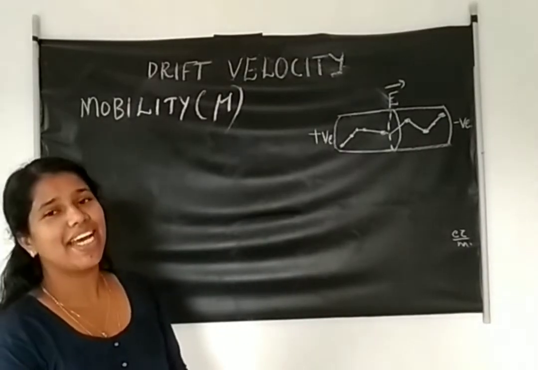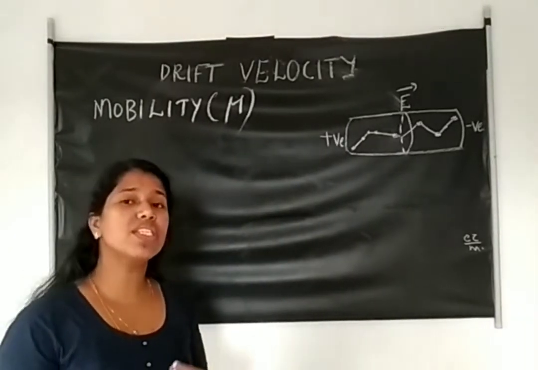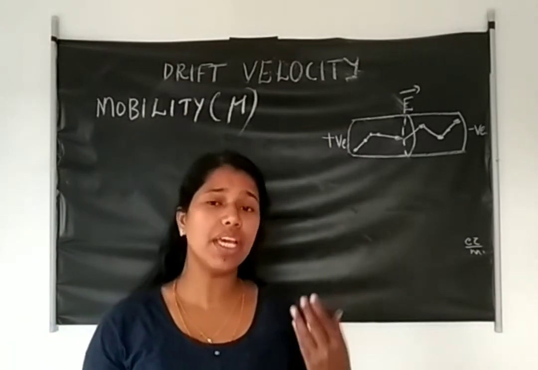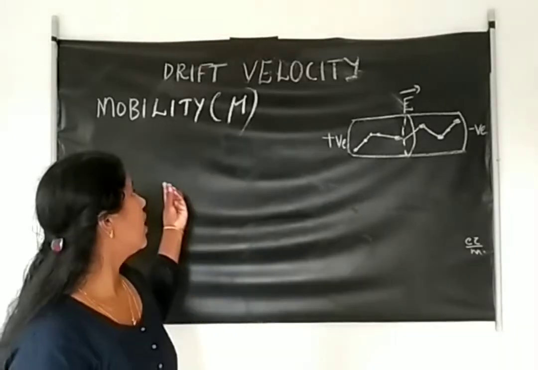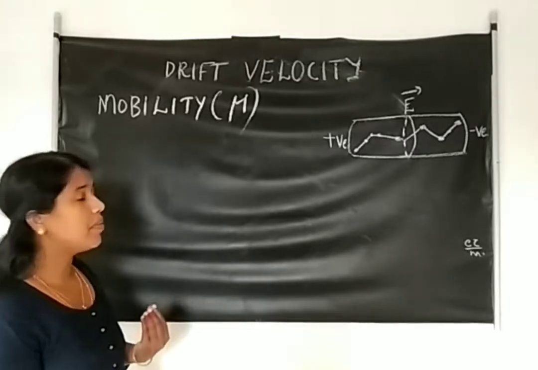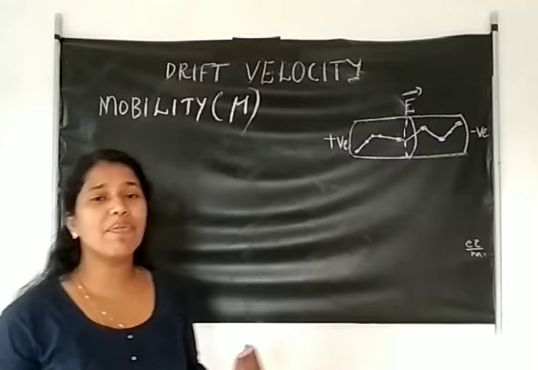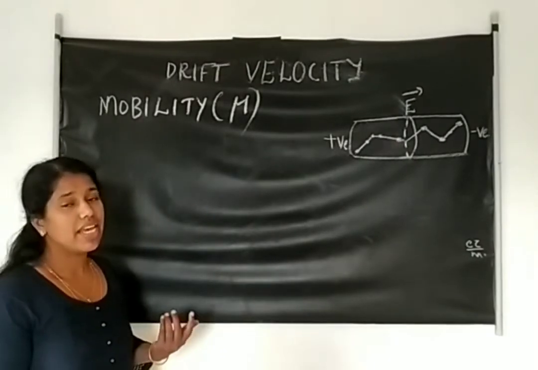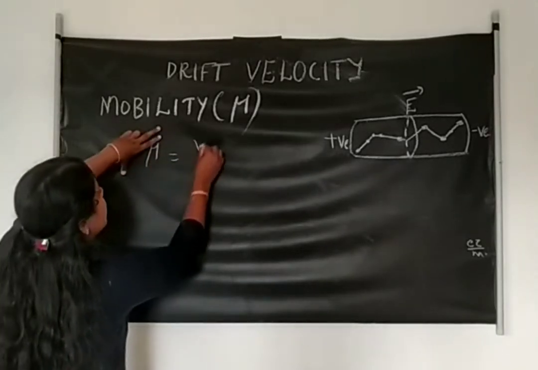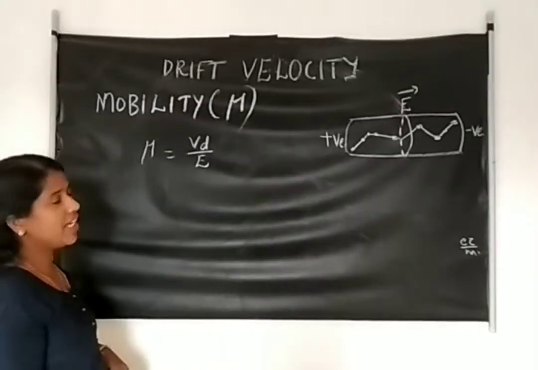Mobility of a current carrier is the ratio of the drift velocity of the current carrier in the material to the applied electric field across the material. In short, it is the ratio of drift velocity to external electric field. Mobility is denoted by the letter mu. Mu = vd divided by E.